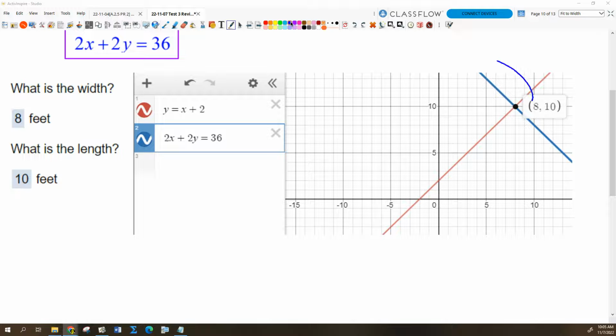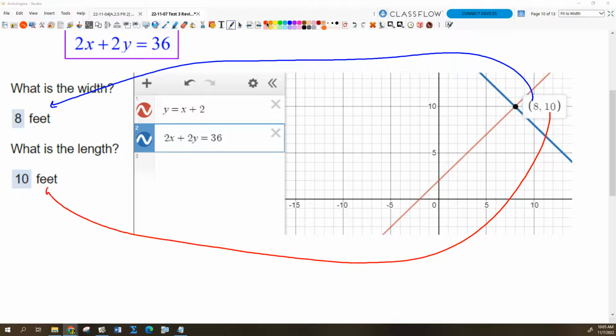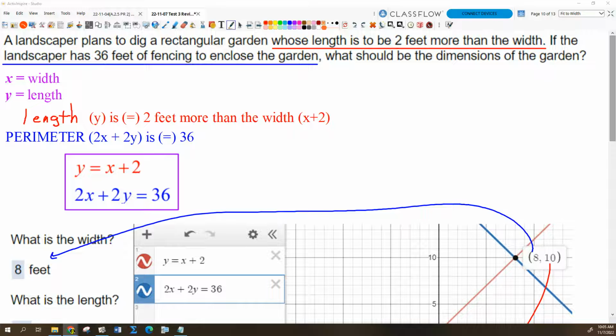So the 8 goes there. The width was 8, and 10 is the length. Yes. Where do I get that perimeter? If I look at a rectangle, right, we're saying that's X. Actually, let's do it the other way. We'll call that X. So that's X, that's Y, and that's Y. So the distance around is going to be 2 X's plus 2 Y's. Okay, make sense? Okay.